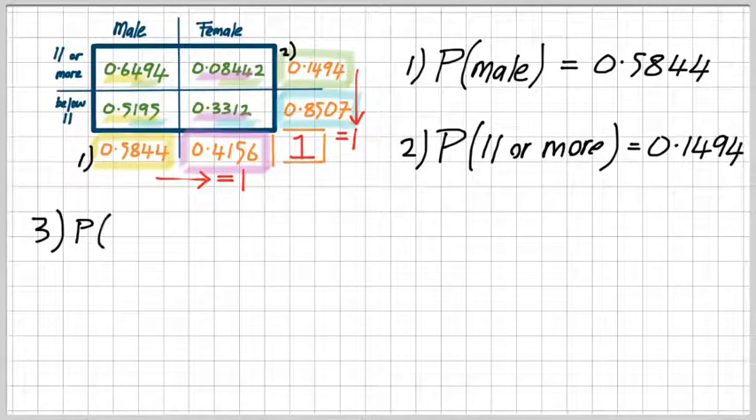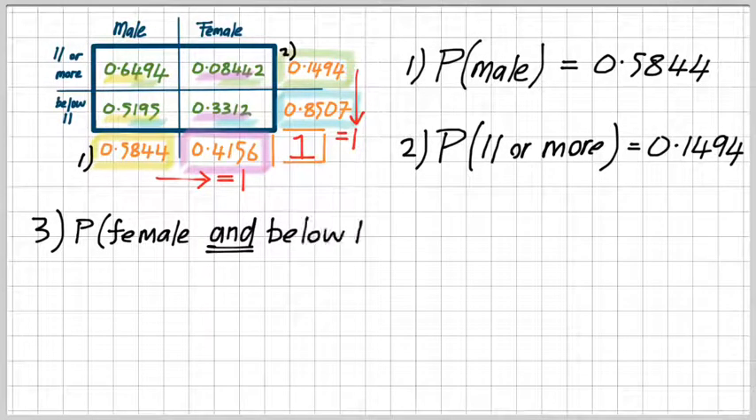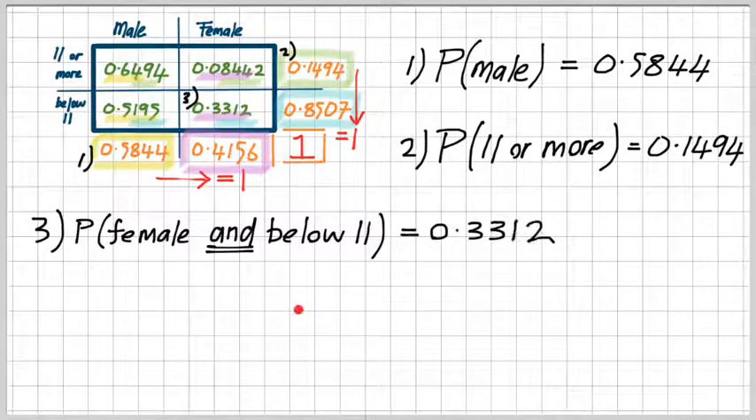Okay, next let's look at the probability that the person is female and is below 11 on the beep test. By now you should be able to see this pretty clearly. Here we go, female and below 11. So we're just going to read that probability straight off the table because we've already done the hard work. There we are, 0.3312.